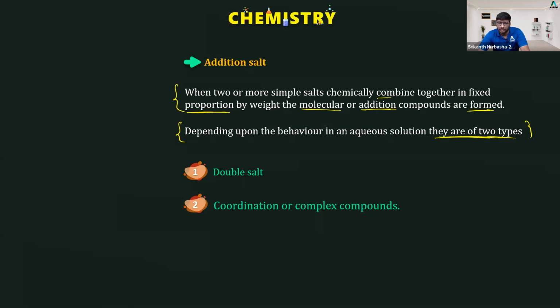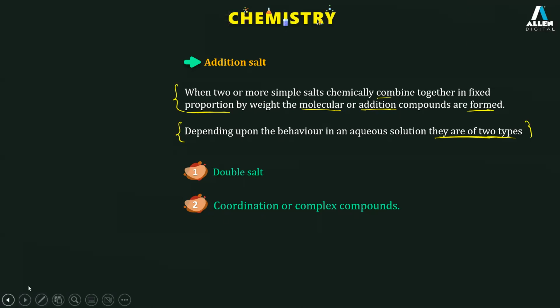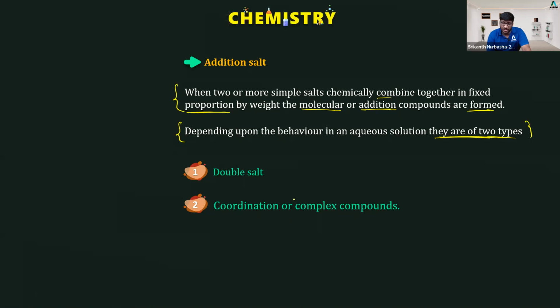Double salt: that completely dissociates on mixing with water. Very good. Coordination compounds: that retain their identity on mixing with water. They do not completely dissociate. Okay.